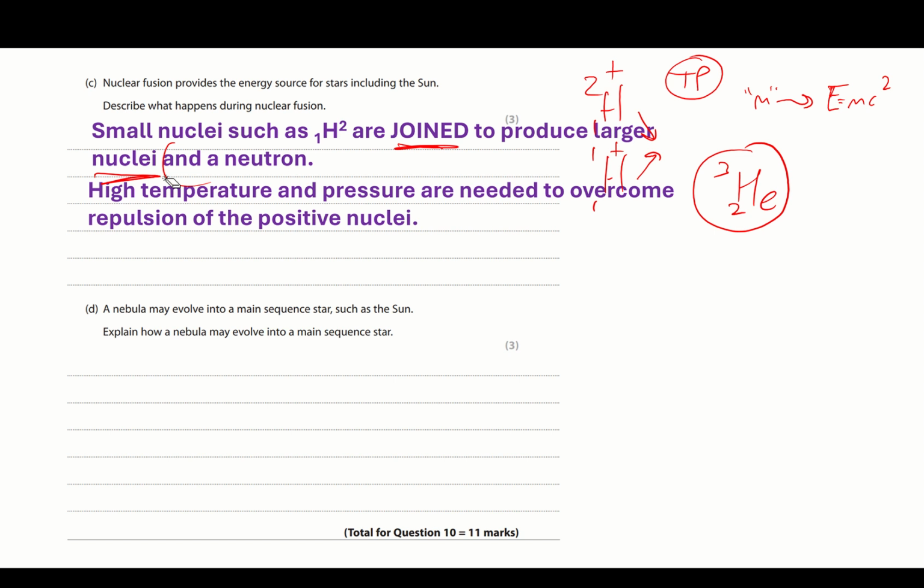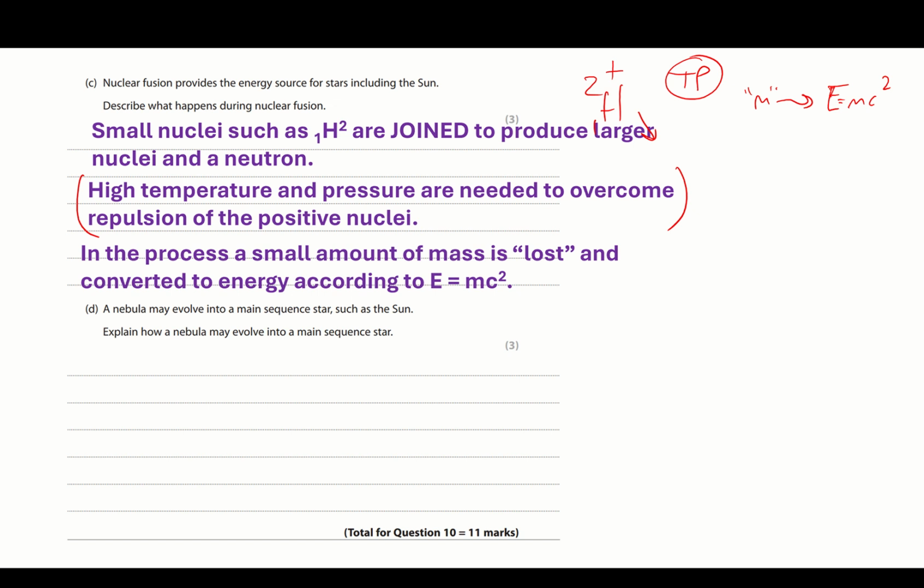I think that's a really useful sentence to get into your head, especially when we're later on in a higher tier question. This is because this is on the overlap. The highers have pretty much the same question. And then in the process, a small amount of mass is, in inverted commas, lost and is converted to energy according to E equals mc squared. And again, we could use this sentence again for fission when we're splitting them. A small amount is lost and this is converted to energy according to E equals mc squared. So nice question there.